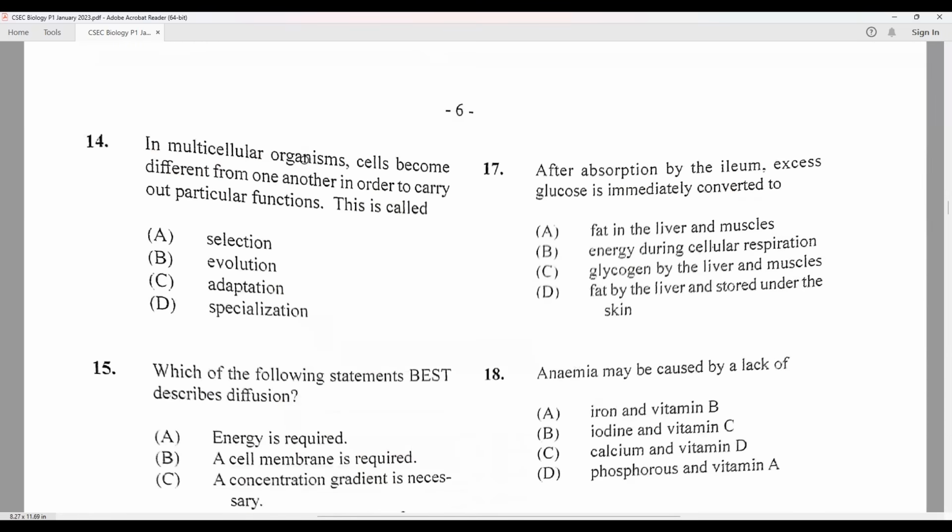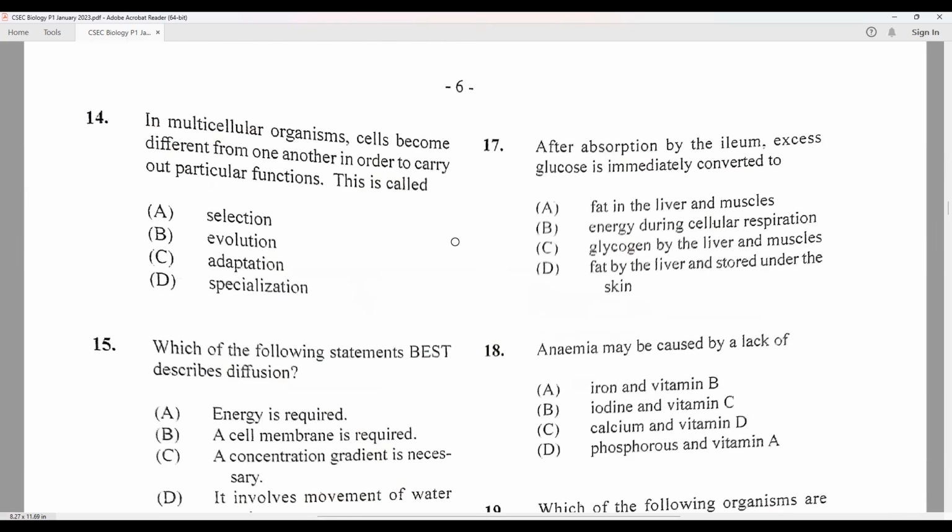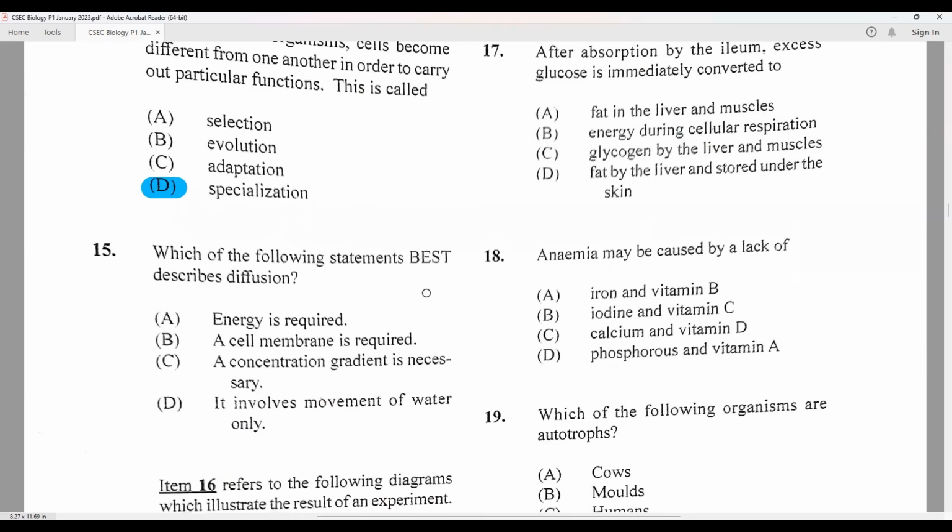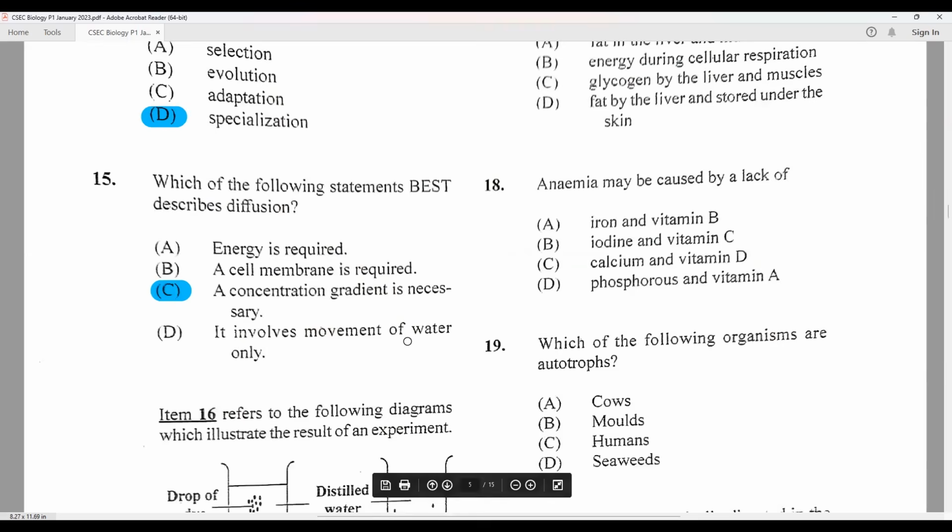In multicellular organisms, cells become different from one another in order to carry out particular functions. This is called specialization, where they become adapted for a specialized function. Which of the following statements best describes diffusion? A concentration gradient is necessary. Energy is required? No. A cell membrane is required? No. It involves movement of water only? No. That's osmosis. So C is the correct answer.